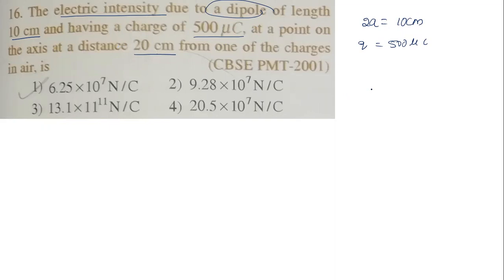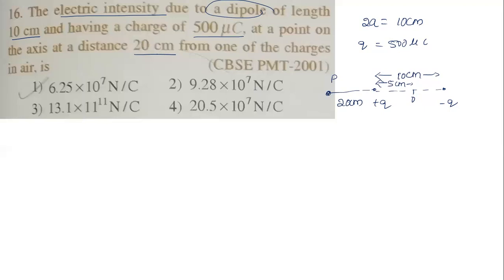Okay, let us take this as plus Q charge and this as minus Q charge, and these two are separated by a distance of 10 centimeter. Let us take a point P somewhere here, at a distance of 20 centimeter. I need to find the electric intensity at this point. So this is a dipole, this is the center, this is 10, this is 20, and then this will be 5 centimeter. We need to find the electric intensity at this point.